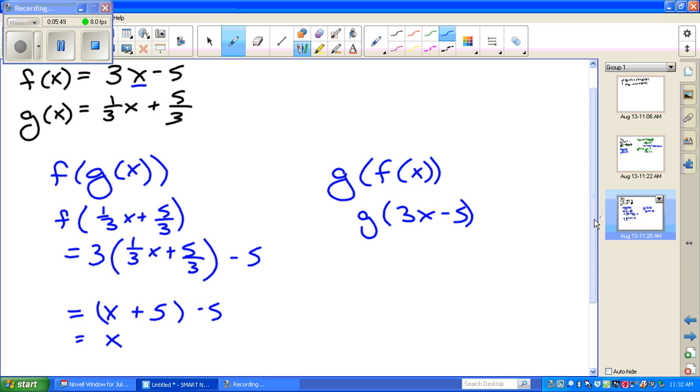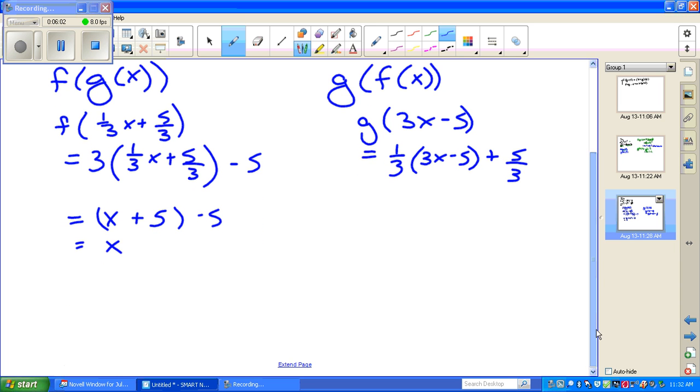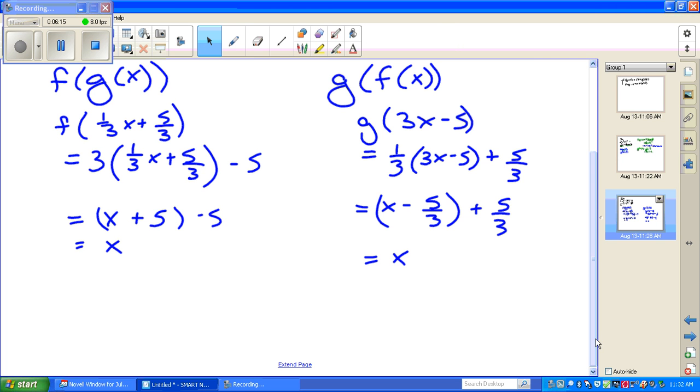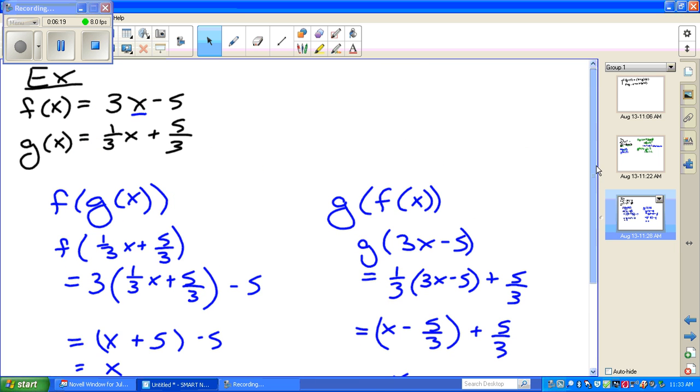So then I'm going to plug that in place of my x for my g's, which gives me a result of 1/3 times the quantity 3x minus 5 plus 5/3. Now I distribute the 1/3 through, so I get x minus 5/3, and then I still have this plus 5/3. Well, one's negative, one's positive. I get x. Both results, f of g of x and g of f of x, they both resulted in x.